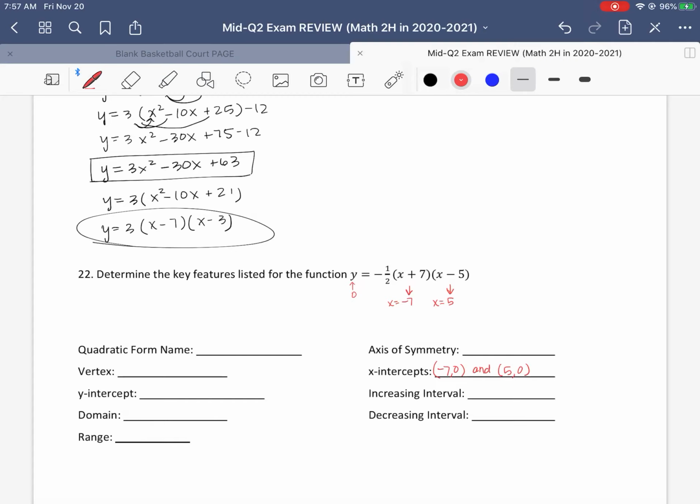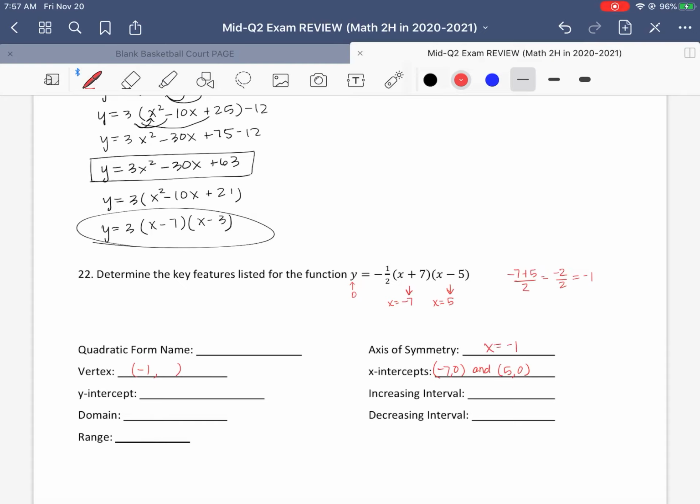We use those x-intercepts then to help us find that axis of symmetry and that vertex. So we want to find halfway in between. So I'm going to add these together and divide it by 2. When I do that, I get -2 over 2, which is -1. So I know that the vertex x value is -1.